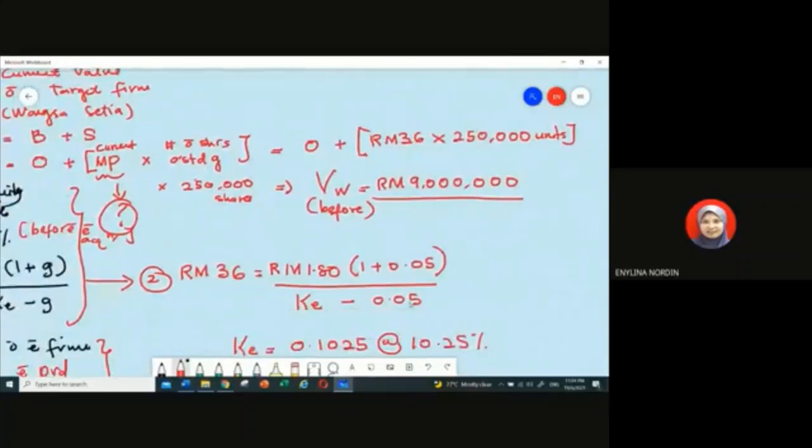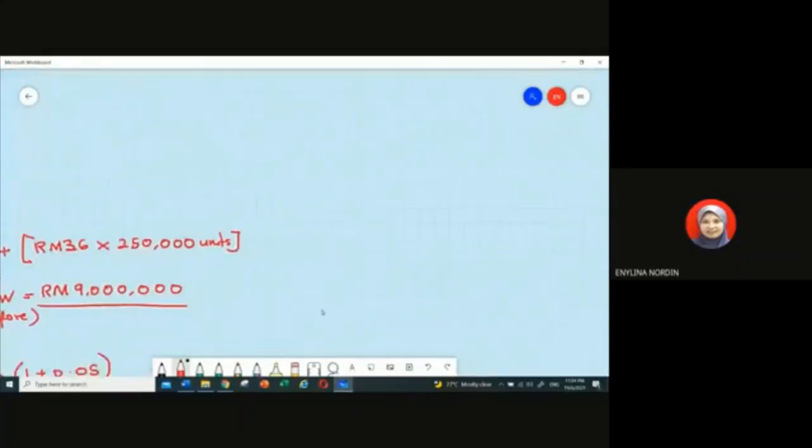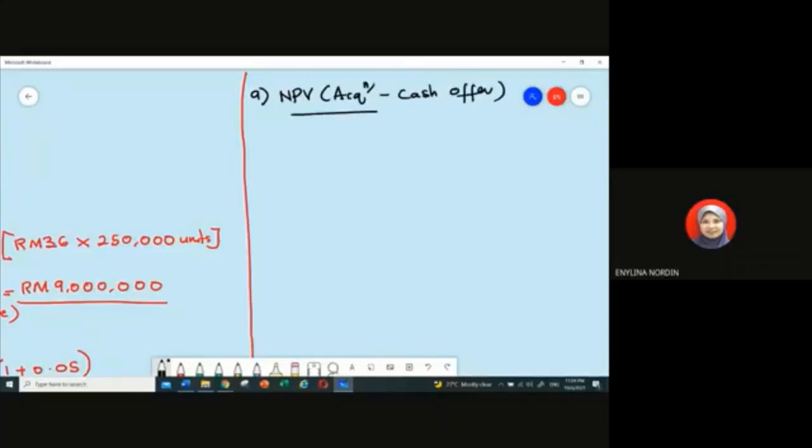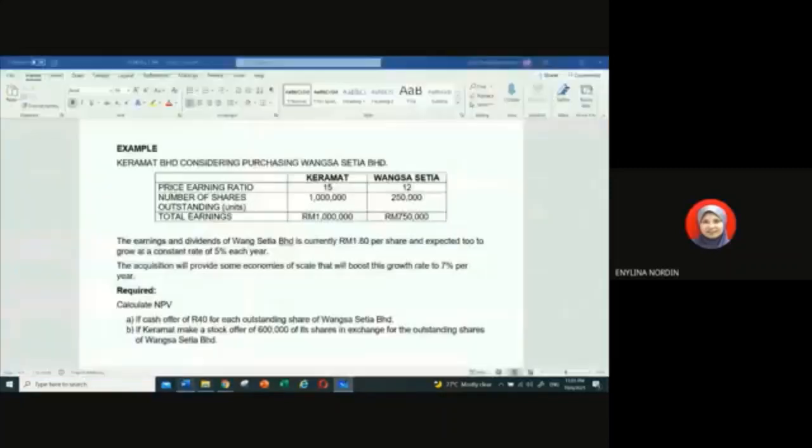All right, so I just continue to this part. We want to start answering the question. Part A, net present value of the acquisition, or sometimes the question mentions mergers for cash offer. So how much is the cash offer? Let's go back to the question. The question said that the cash offer is 40 ringgit for each share outstanding in Wangsa Setia.